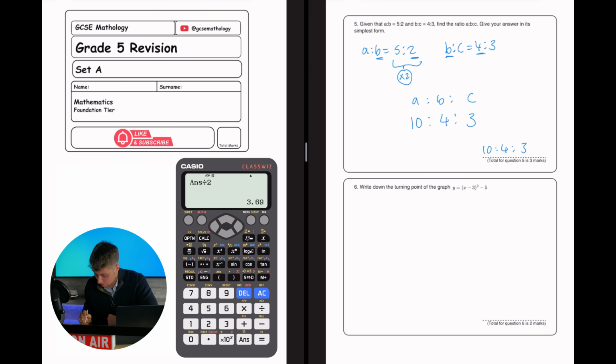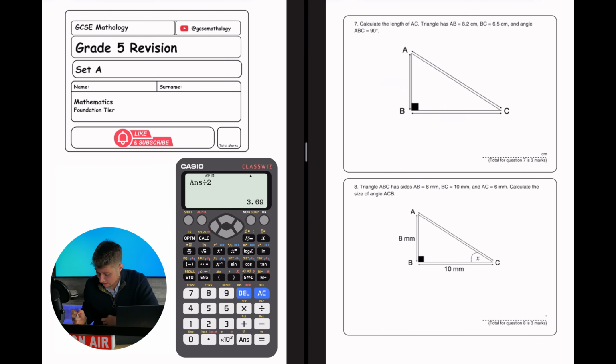Question 6 says write down the turning point of the graph y equals x minus 3 all squared minus 5. So to find out what the turning point is from this equation here, we change the sign of the number inside of the brackets and then keep the number outside. So the turning point is at 3, minus 5.